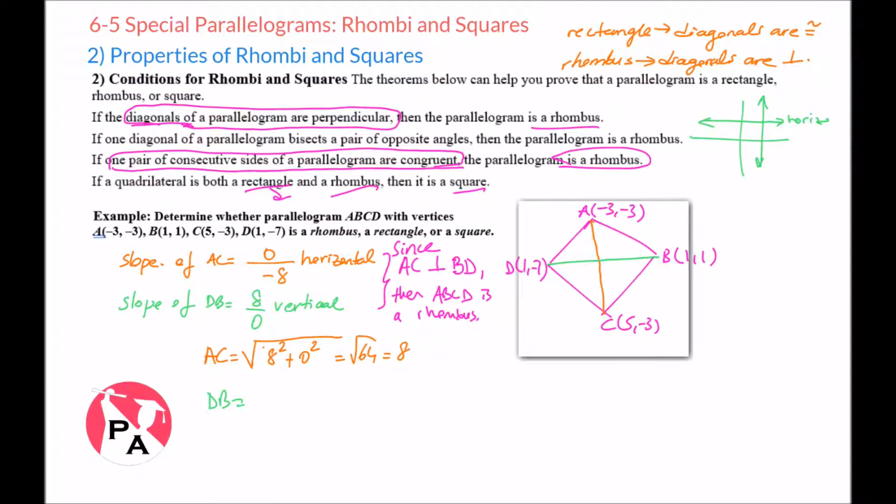Now let's see the difference between the x coordinates of D and B. The numbers are the same, that means there's no difference. So 0 squared plus the difference between the y coordinates of these two points. From -7 to 1, we need to go 8 units. So the difference is 8, and the radical of 64 is equal to 8. Now this means the diagonals are congruent. AC is equal to DB in length. So since the diagonals are the same, that means ABCD is a rectangle. So in conclusion, since it is both a rectangle and a rhombus, it's called a square.